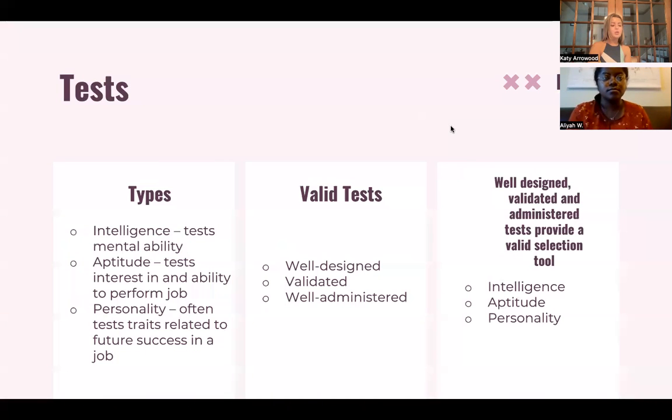As far as tests go, a final set of selection tools used by many firms consists of tests aimed at measuring an applicant's mental abilities and personality traits. The most commonly used tests can be grouped into three different types. The first one being intelligence, the second one being aptitude, and the last one being personality.